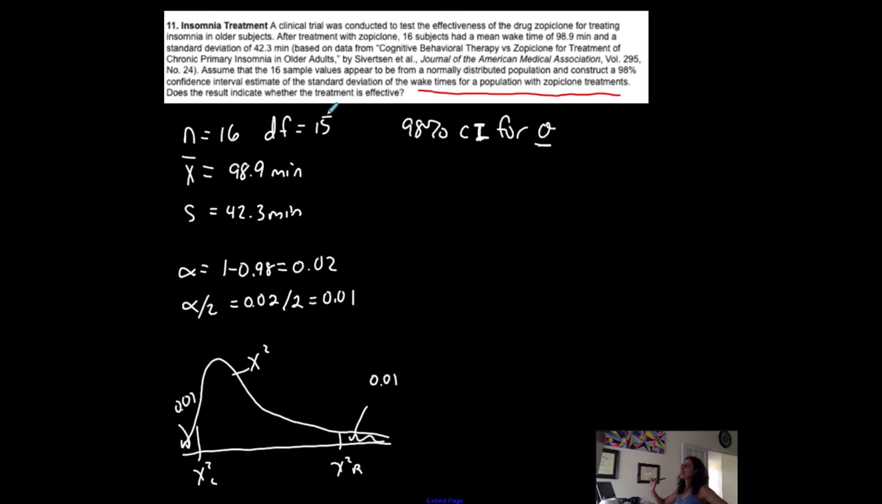So I've gathered all my information. I have everything I need. Let's go to my table to find the critical values. Actually, before I even go to my table, we know that the area to the right of the right-tailed critical value is 0.01. We know the area to the left of the left-tailed chi-squared critical value is 0.01. But the area to the right of this left-tailed chi-squared critical value is 1 minus 0.01, or 0.99. So I'm going to find those now so that I can gather all my critical values in one shot and then go into my formula and just fill it in.